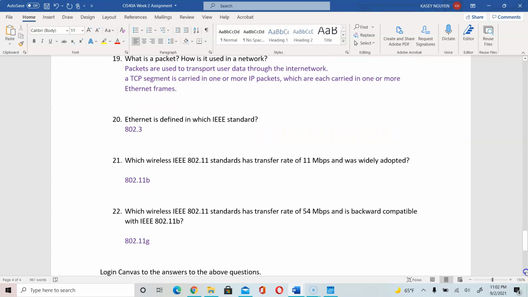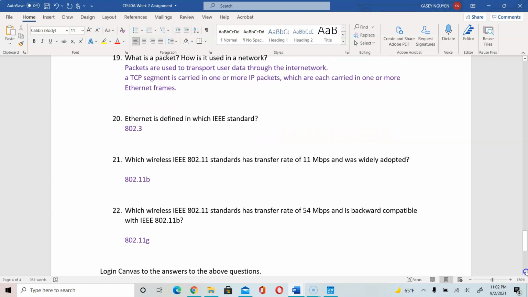So now for number 21, it asks you which wireless IEEE 802.11 standard has transfer rate of 11 megabit per second and it was widely adopted. That will be 802.11b. So the original rate was between 6 and 11 megabit per second.